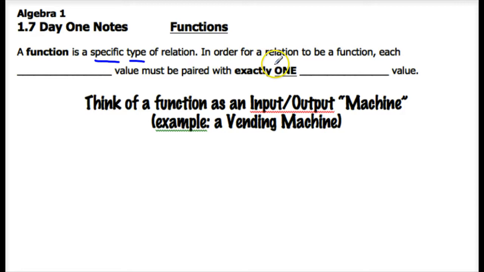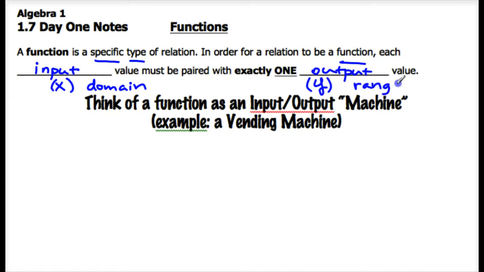Okay, so in order for a relation to actually be classified as a function, each input value, and if you remember, the input values are the x values, or we also call those the domain values. So each domain value must be paired with exactly one range value, and the range are also called the output values, or the y values. Okay, so a lot of different vocabulary words to represent the same idea. In order for a relation to be a function, every input or domain value has to be paired with exactly one range or output value.